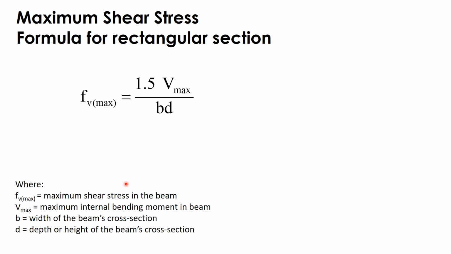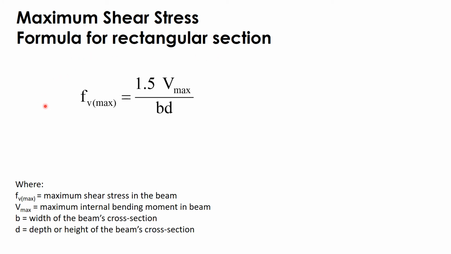Now, for maximum shear stress for rectangular section, it will be equivalent to 1.5 multiplied by the maximum shear value over B by D. So, itong formula na to again is for rectangular sections only and for maximum.